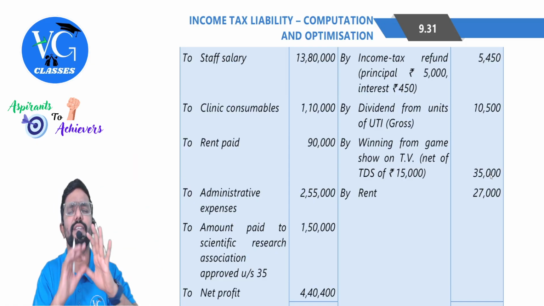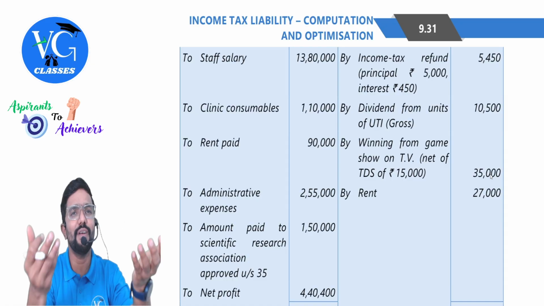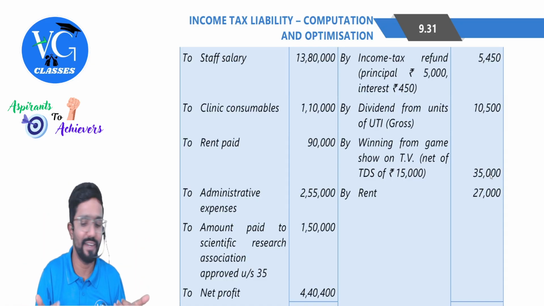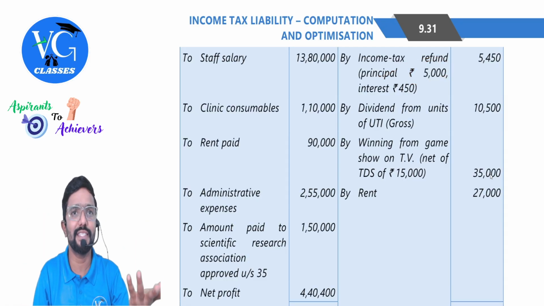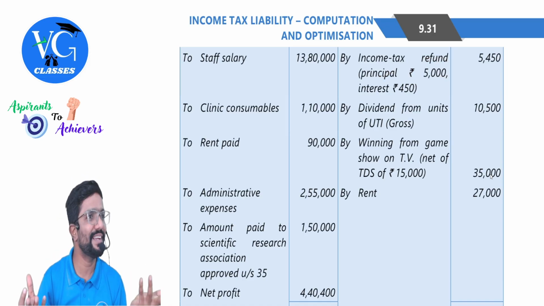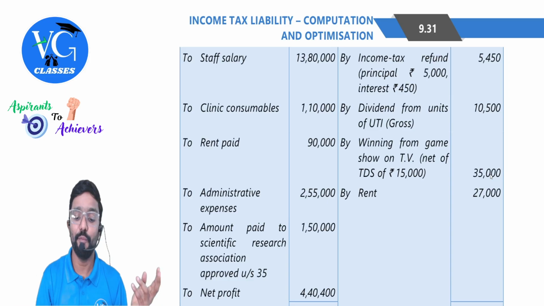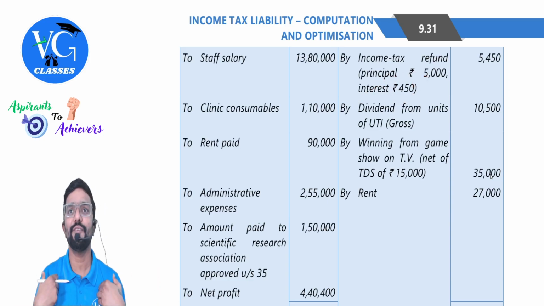Why only 450, sir? Simple, guys. What I gave, I got it back. Refund. So 5,000 is what I paid in excess, and you gave it back to me. Is it my income? No. But you paid 450 extra. Is that an income for me? Yes.